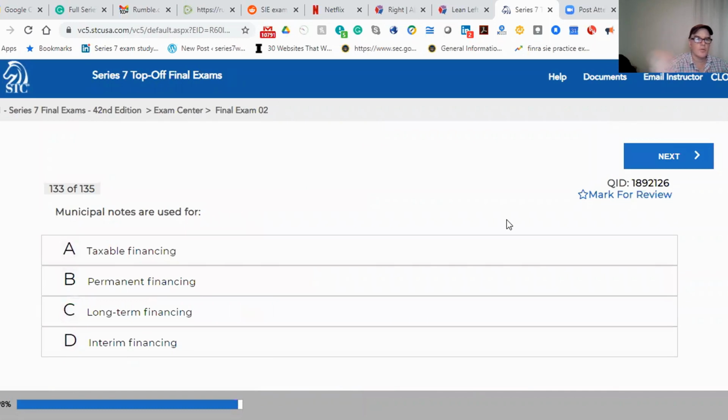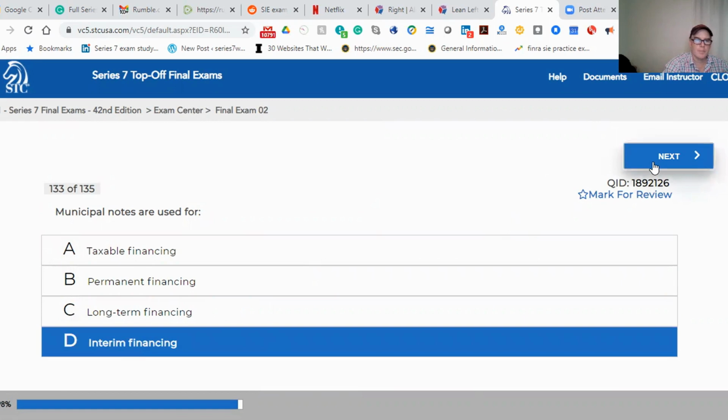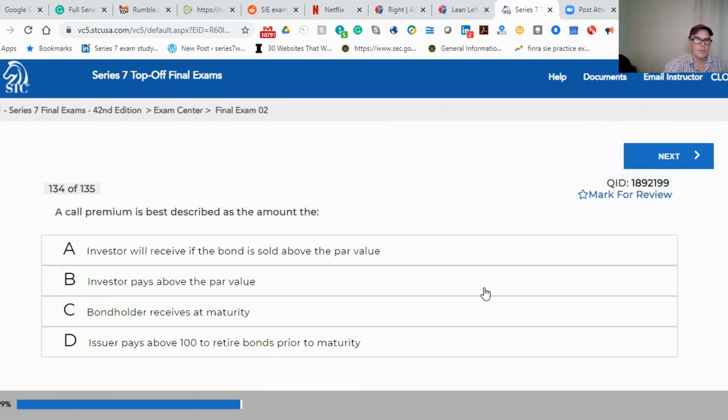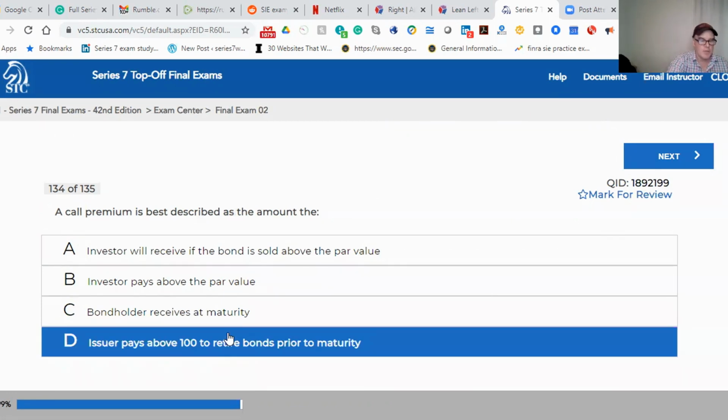Okay, muni notes are used for interim financing. That's what they're for, short term, baby. Call premium, best surprise. So call premium is when the issuer buys back the bonds above par. So it's not what the investor pays above par. It's what the issuer pays above 100 to retire the bonds, okay? It's not about the investor. It's not about maturity. If they call the bond at 103, it's $3 of call premium. Good.